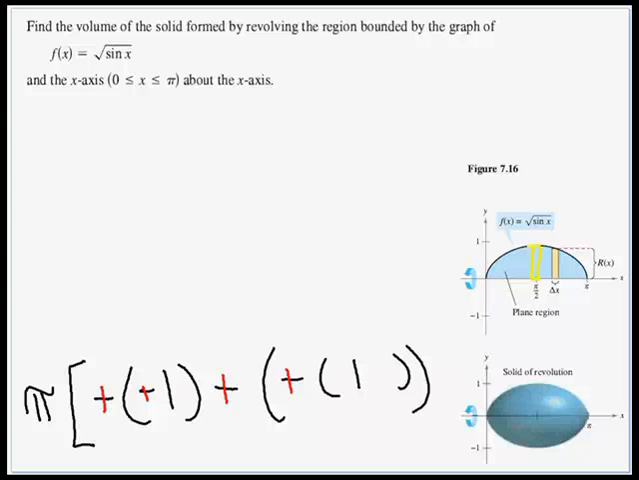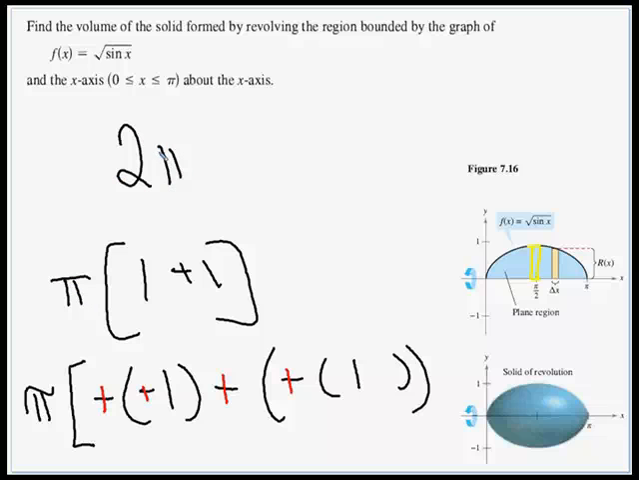And then outside the brackets, we have our pi. So here in the brackets is 1 plus 1. Pi is out front, so we get 2 pi. So what is the volume of this egg-shaped 3D solid? 2 pi units to the third power, units cubed, whatever those units happen to be.